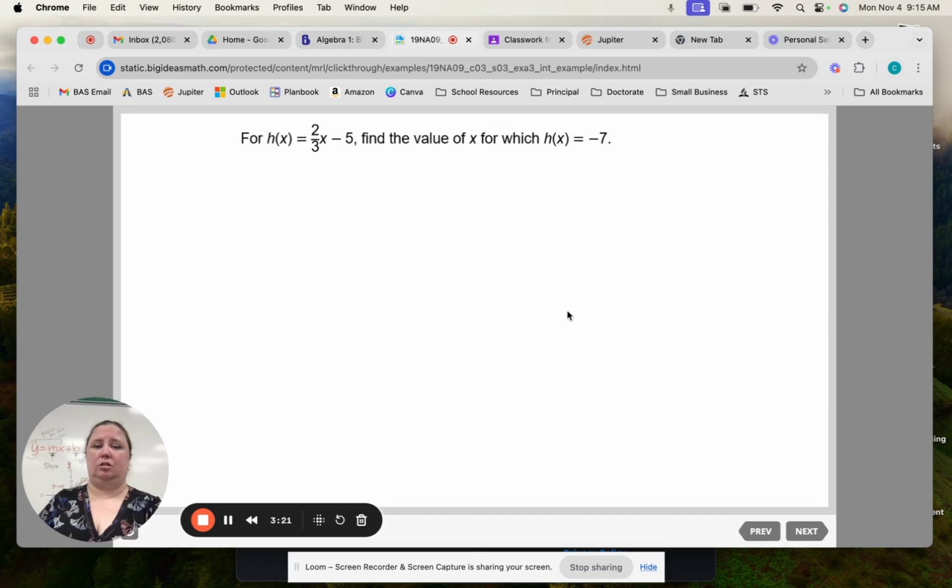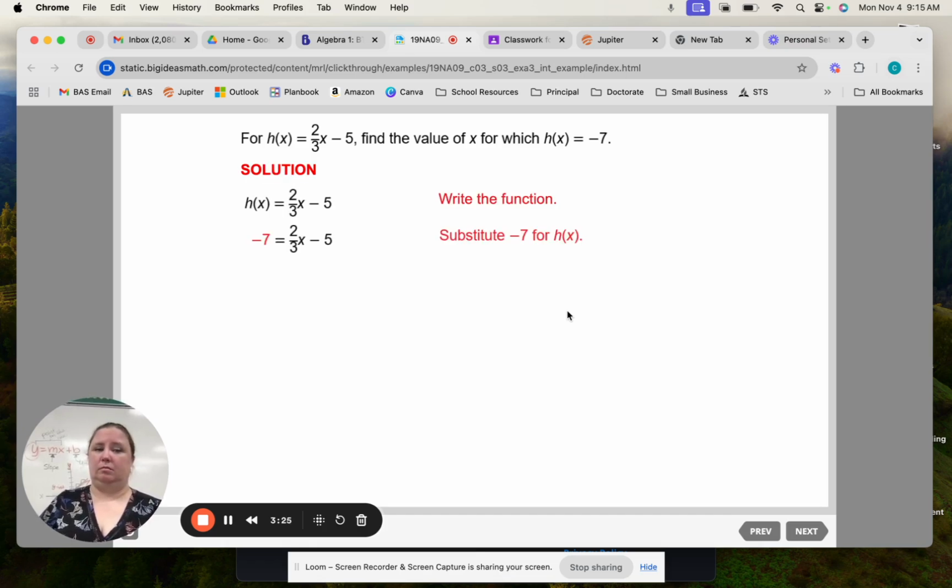So write this in your journals. It's for the entire h of x, in this case, for the value of x for which h of x equals -7. So in this sentence, they're telling you that the h of x, the label, equals -7. So it's like saying the y value equals -7. So you're going to plug in -7 at the beginning instead of plugging it in where the x is. I apologize, I misspoke.